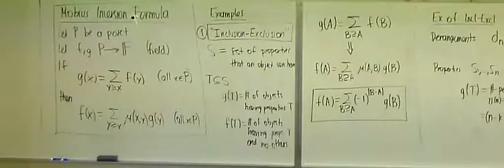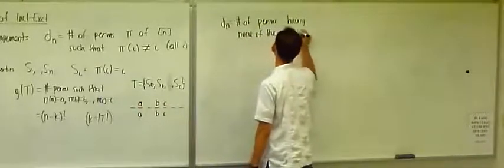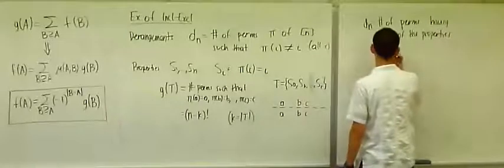Dn is the number of permutations having none of the properties. So what is that in this language? It's f of the empty set. Having the properties empty set and no others. You have none of the properties. Okay? So this is just f of the empty set.